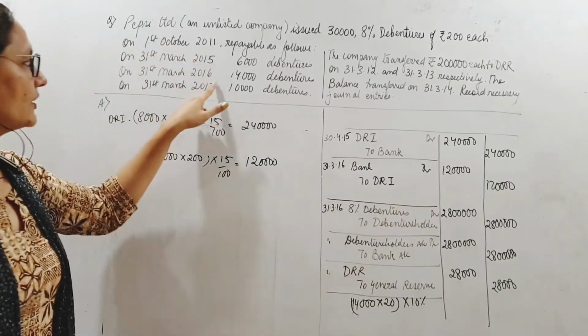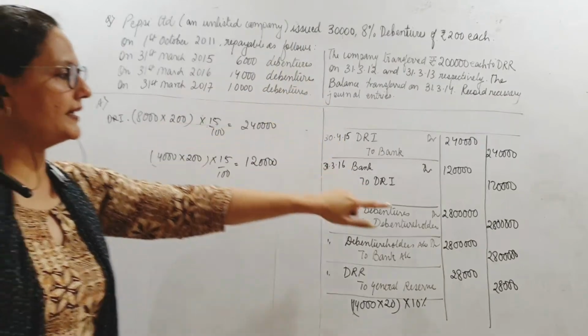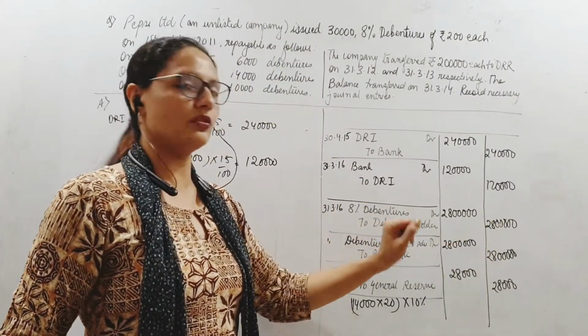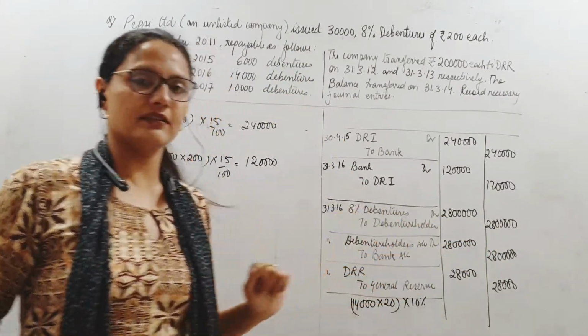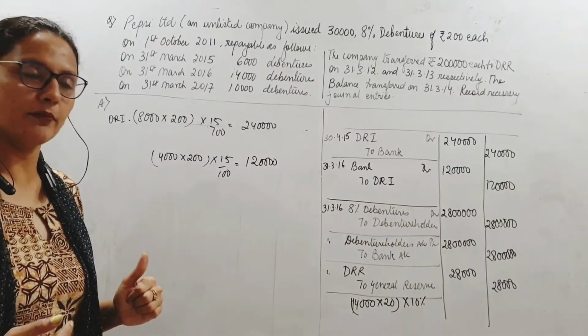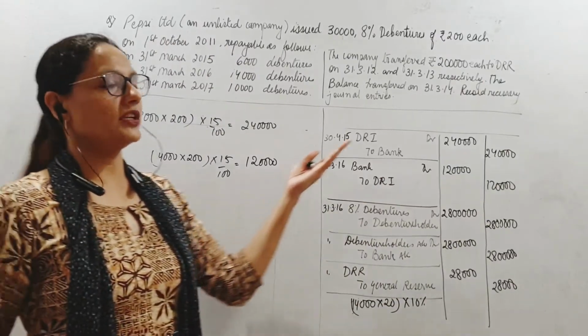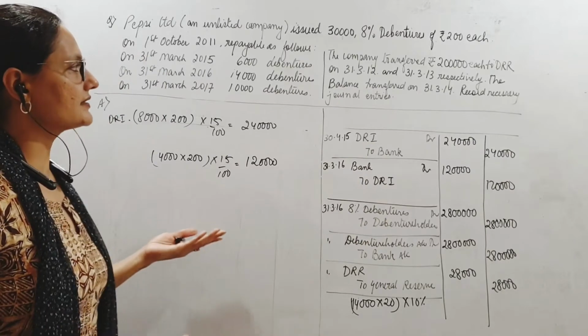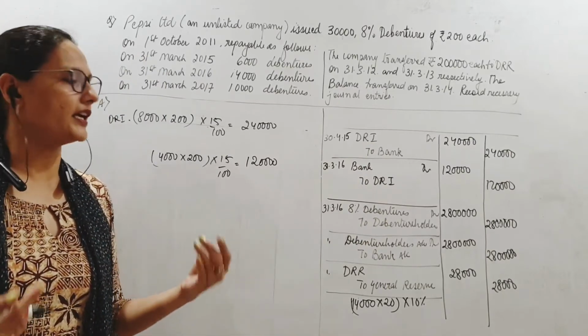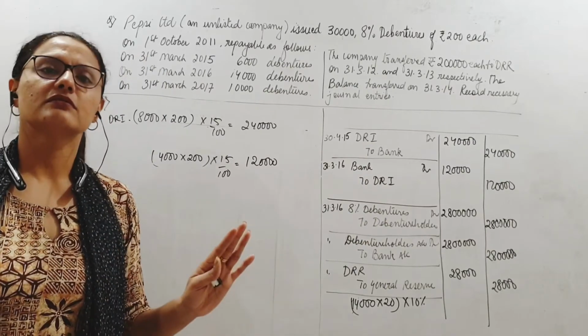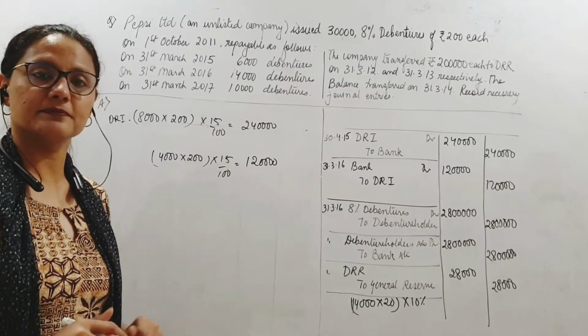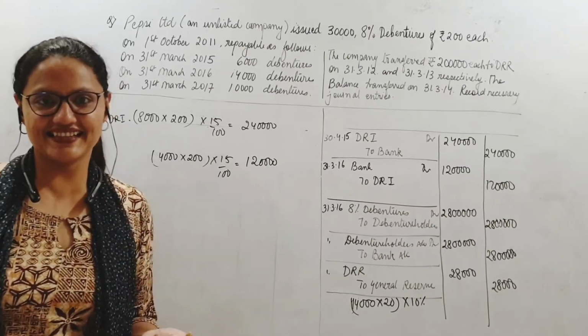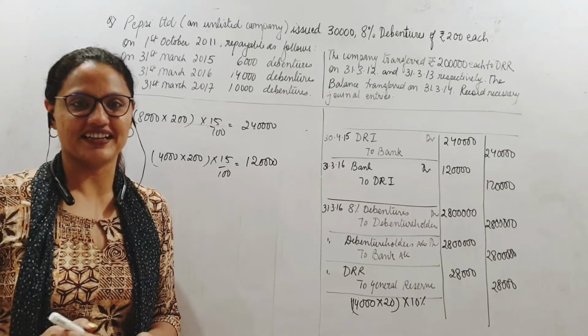How much? 14,000 into 200. 28 lakhs I am supposed to pay to debenture holders, make it due and paid. The bank account is to be credited for paying. Then proportionate amount of debentures. 28 lakhs the debentures redeemed. 10% of that 2,80,000 transferred back to GR. Done. Easy. Very easy in fact.